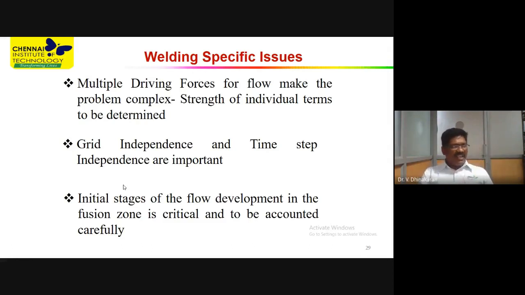Then what is grid independence and time independence studies? That means when you change the mesh size, the solution will not vary. You have to come to a point where the solution will not vary even if you change the mesh size. So that study is called grid independence study. So that has to be ensured here.